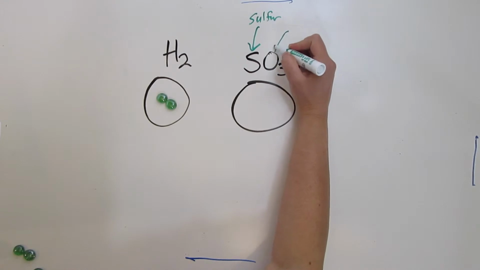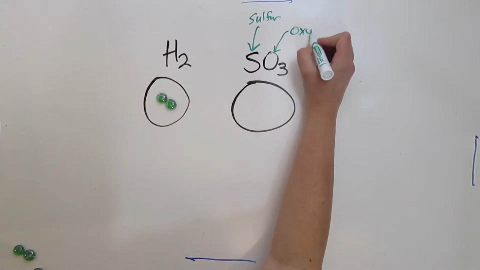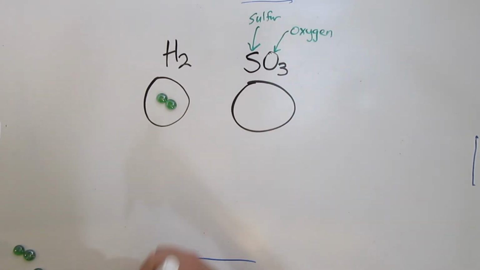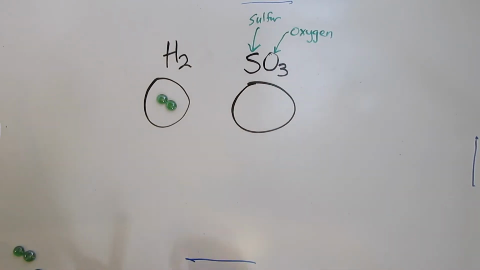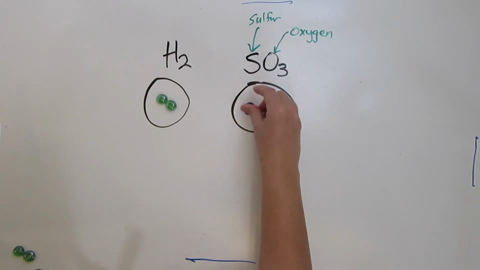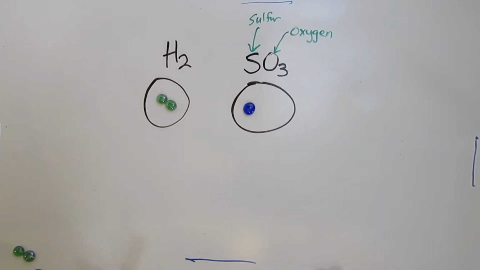And then this element right here is oxygen. So what does this tell us about our molecule, our chemical package? It has one sulfur, and we have 3 oxygen atoms in that package. So 1 sulfur, 3 oxygens.